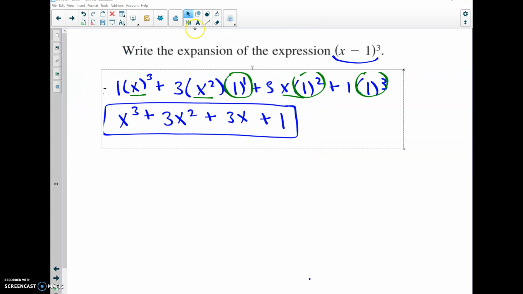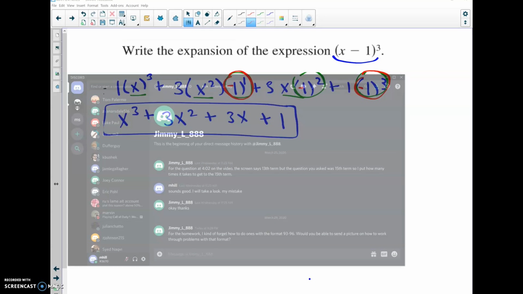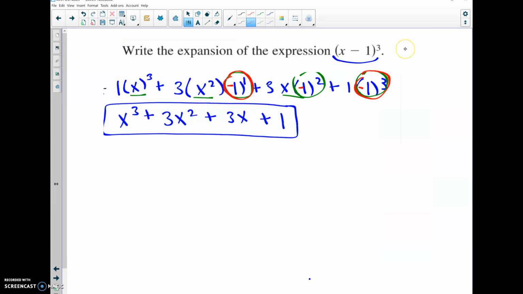Alright, so instead of it being positive 1 here, we're going to have negative 1s. The ones that are going to change are negative 1 to the first and negative 1 cubed, because negative 1 squared is still positive 1. So we need to change these two pieces to be negative.